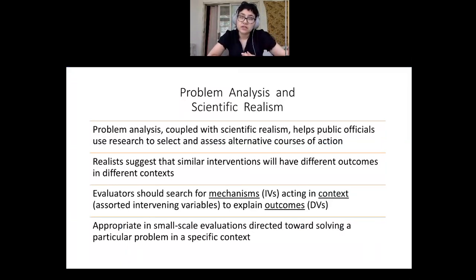Sometimes the gold standard of evaluation is experiments, but there is a form of scientific realism which recognizes that treatment integrity, making sure that everyone has the same treatment, is kind of unrealistic. Instead, if we get more rooted in the context we are in, then we can identify mechanisms and contexts to explain the dependent variables. And this is appropriate in small-scale evaluations of a particular problem.